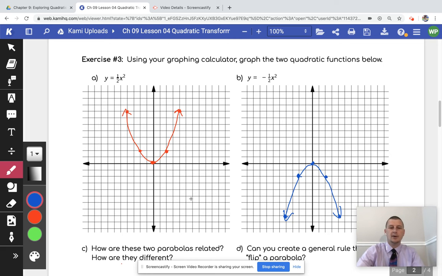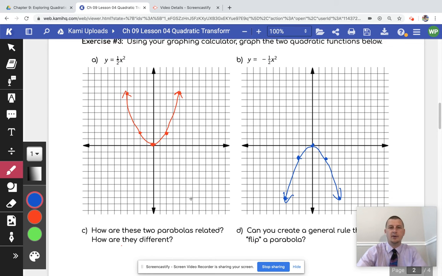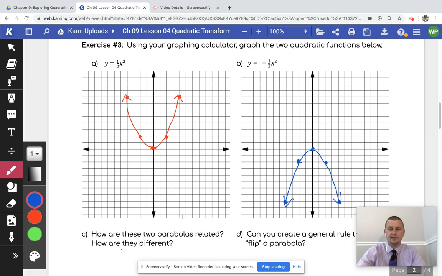Okay. So how are these parabolas related and how are they different? Well, I'm not going to write anything here, but we could say that they're related because they both have a coefficient that's a number between 0 and 1, or in this case, negative 1. So a fraction as a coefficient. They're both x squared. They both have a vertex at the origin. Also, they are both very similar shape.